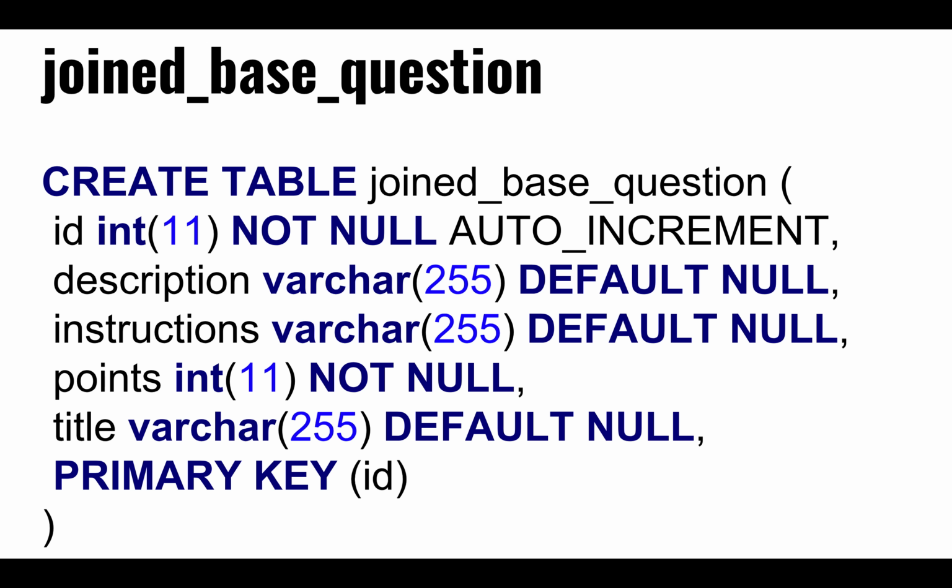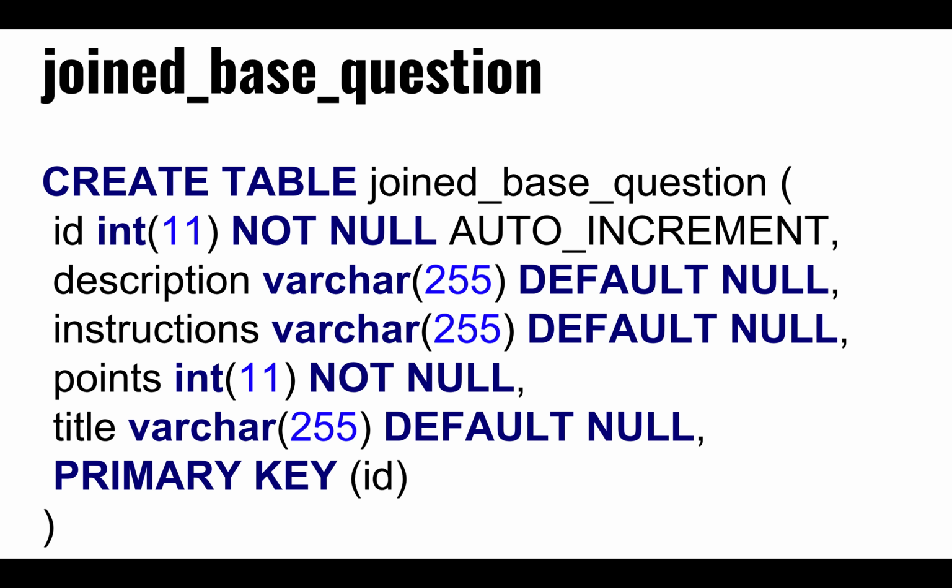So here the table is called joined because that's the strategy we're using, and then base because this is going to be the base class, and then finally this is the question. This is the base question class. The name doesn't matter. I named it like that so that it reminds me of the strategy, whether the class is base or derived, and the actual class that was used to build it. Notice that it captures all the attributes of the generic question. We have the instructions, the title, the points, and the description. They're all there. Everybody good?